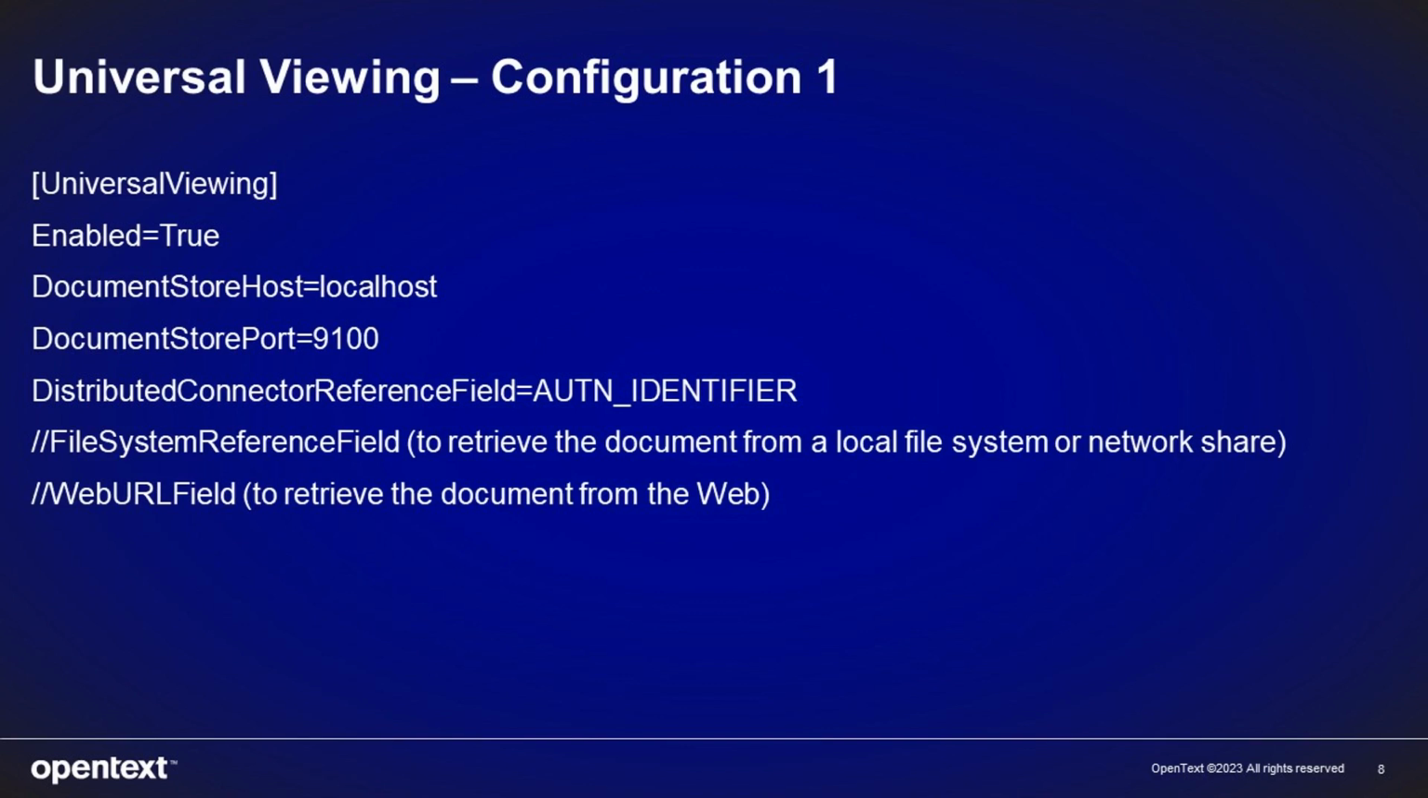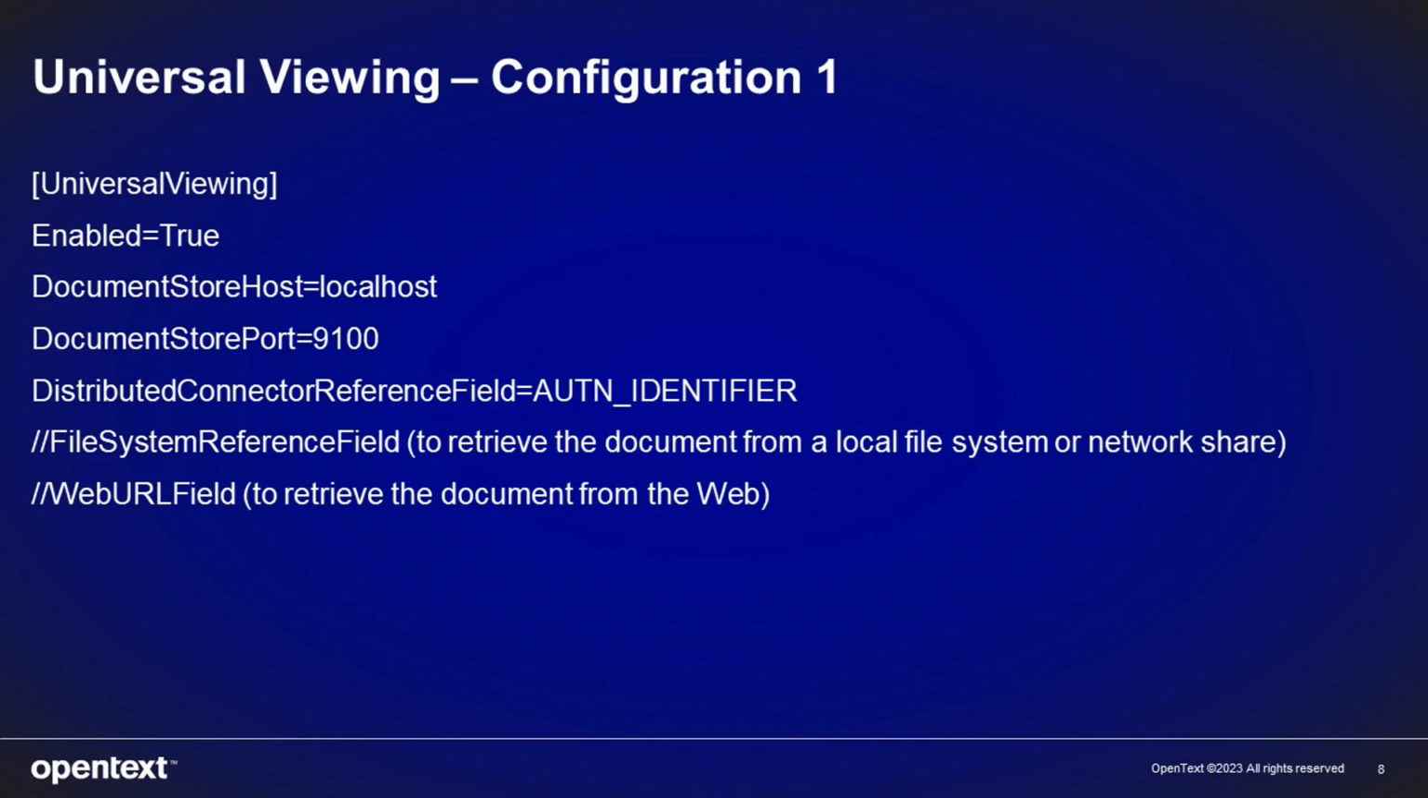To enable universal viewing, you need to add a universal viewing section to the View configuration file like this. Set DocumentStoreHost and DocumentStorePort to the host and port of your primary data index component, either the Content component or DAH. View server uses this component to retrieve the index representation of your documents to find the appropriate reference fields.